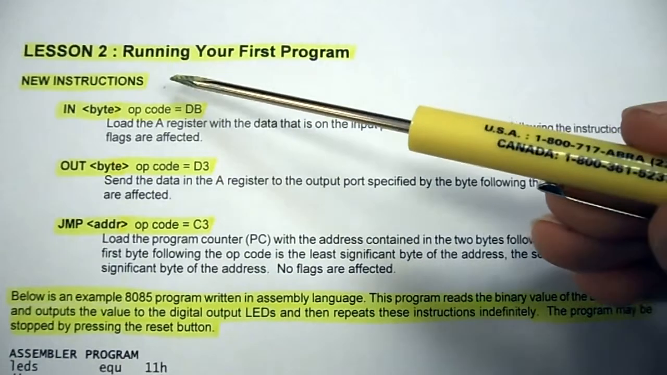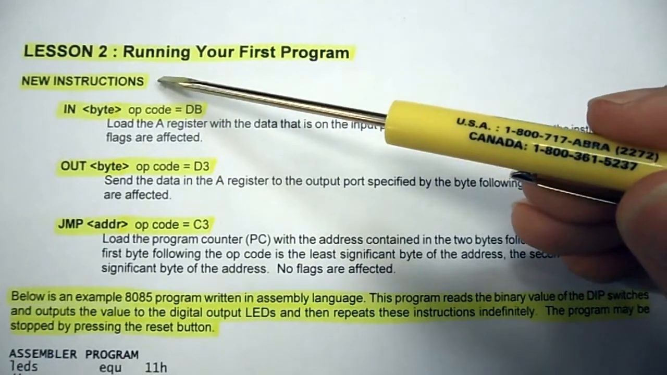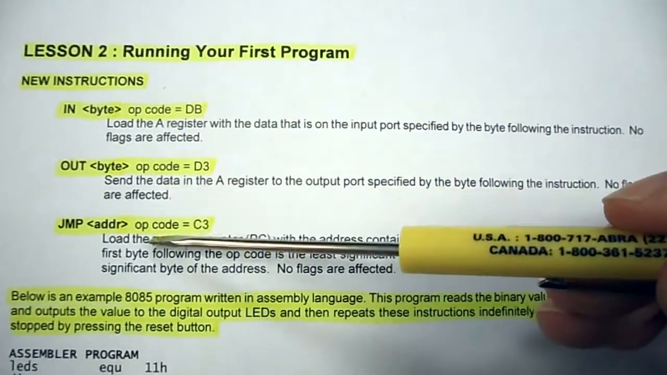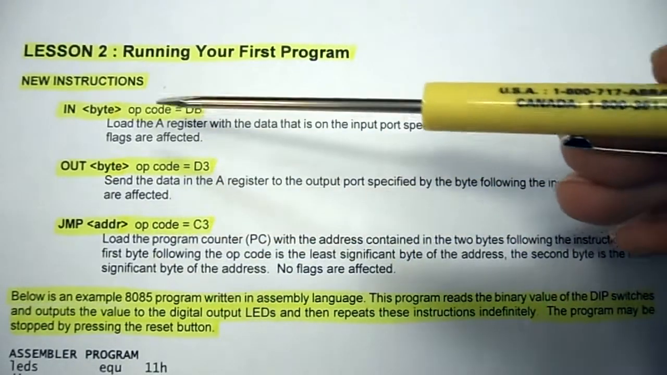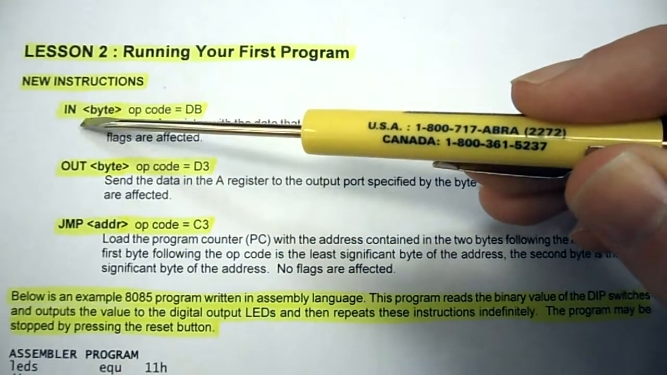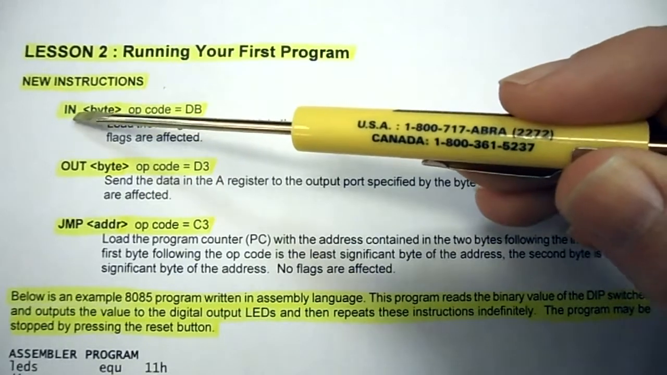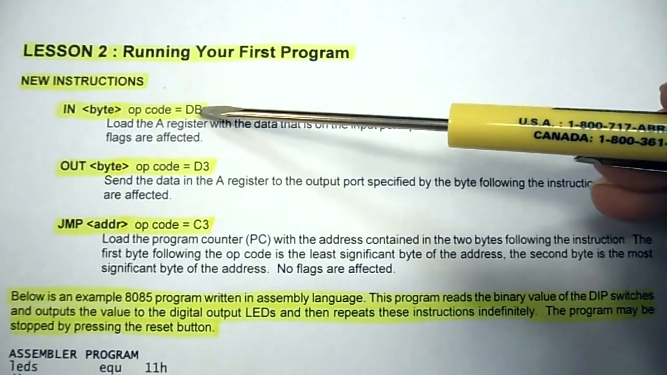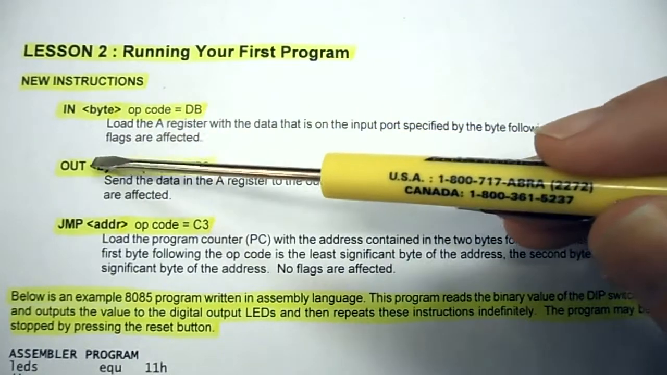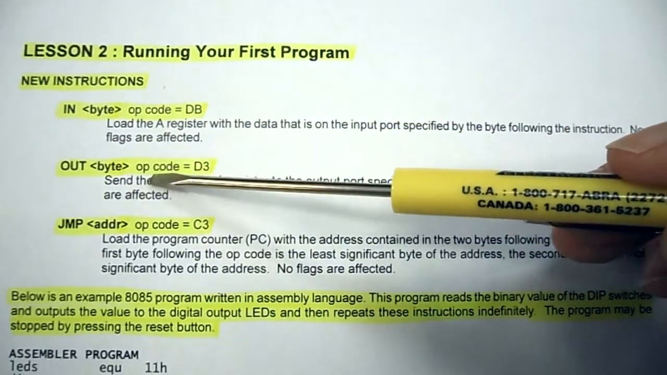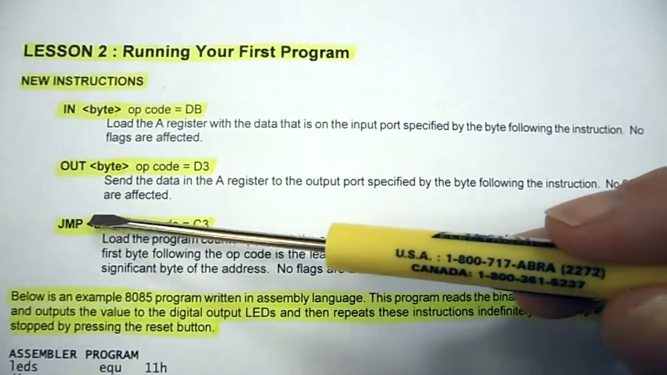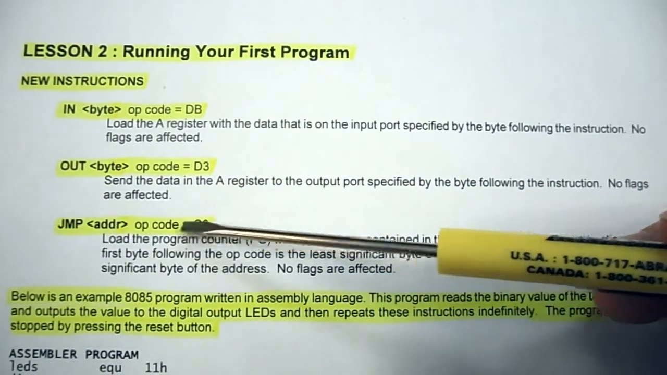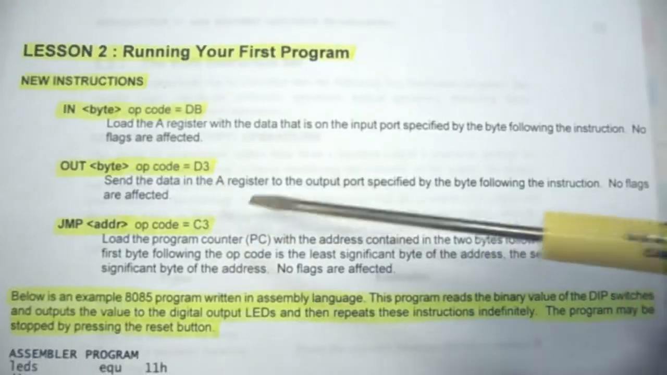So at the start of each lesson, you can see that they post the new instructions that you're going to learn about. You notice this instruction is in the format of IN byte, and the opcode for the instruction is DB. We have an OUT byte, the opcode is D3, and a jump address, and the opcode is C3.